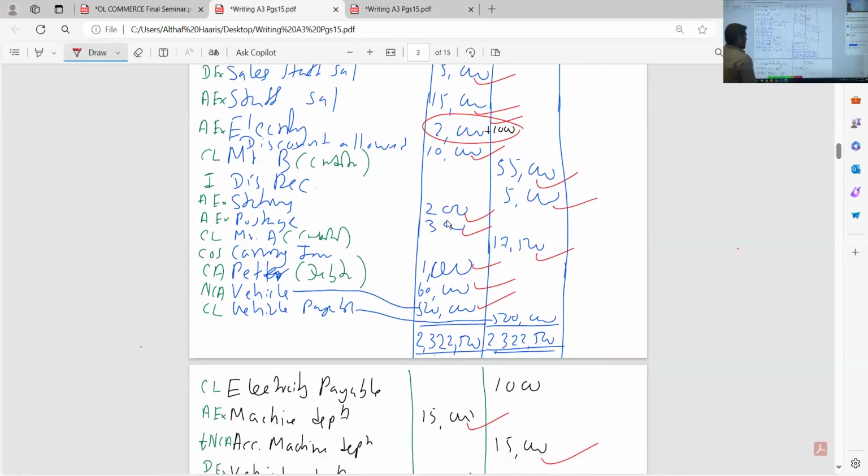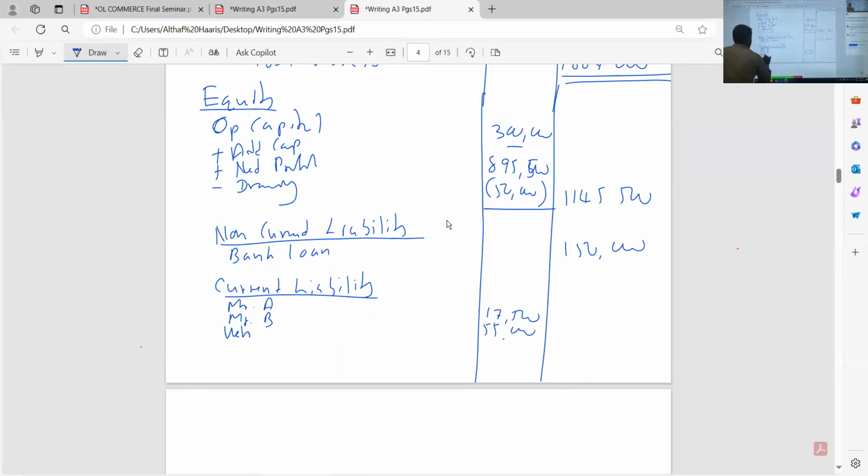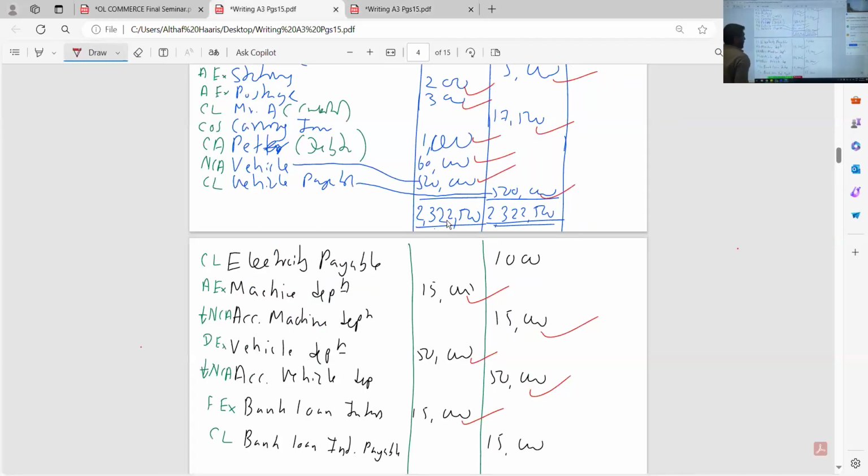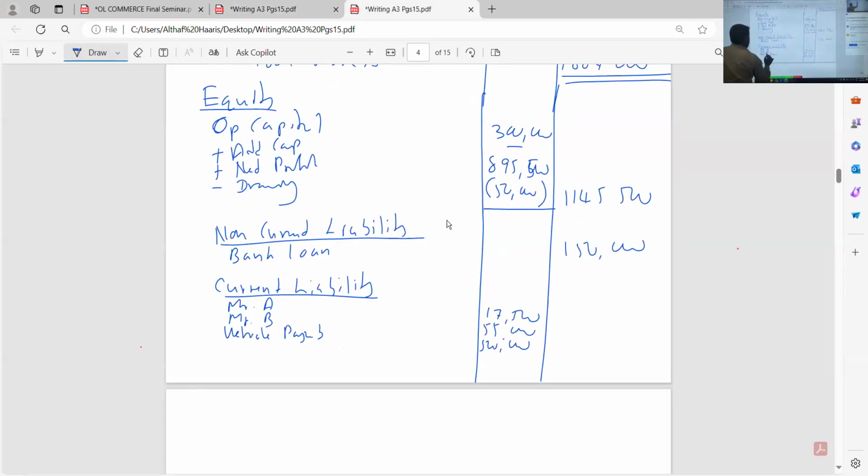Done. Then vehicle payable 500,000. What else? Electricity payable 1,000. Interest payable 15,000.